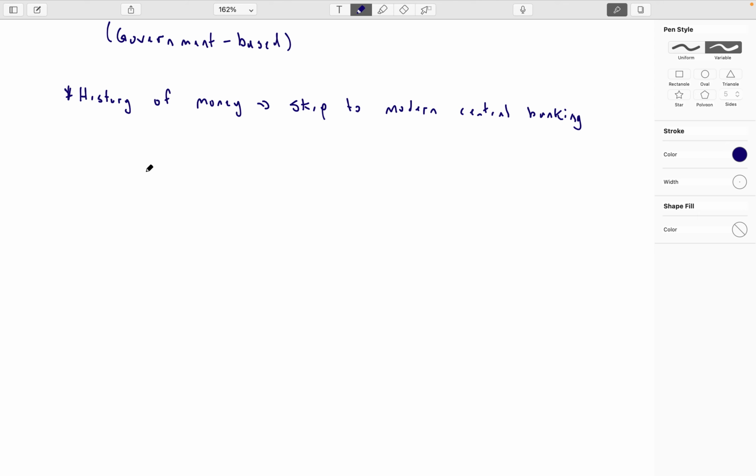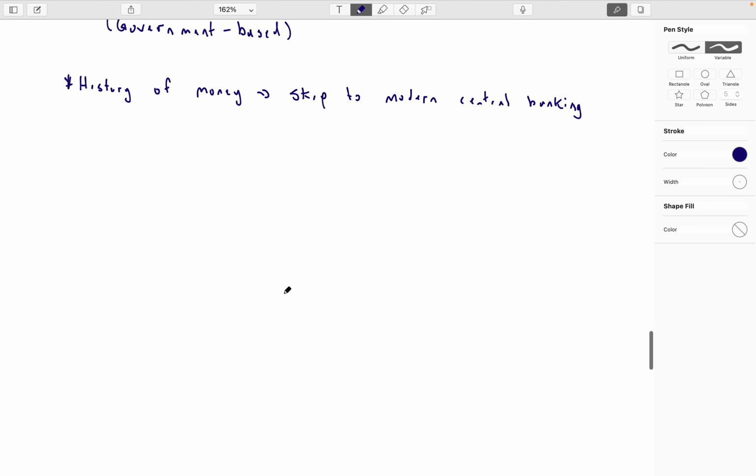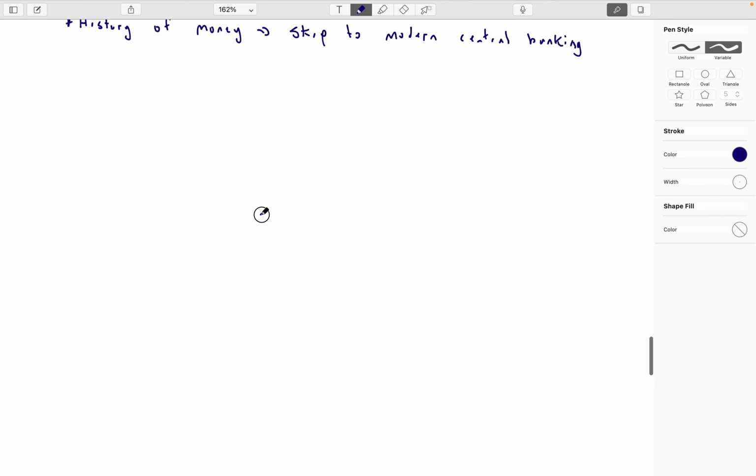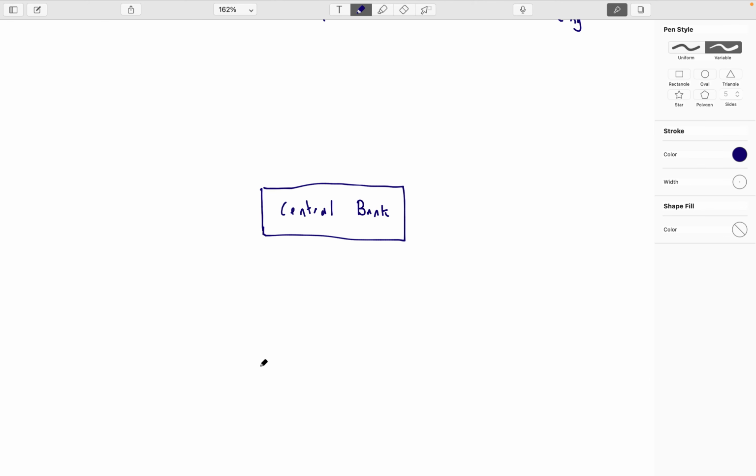So anyway, we'll skip ahead, and you've probably heard that central banks print money. There's even a meme, the money printer goes brrr. This isn't really my conception of how it works. The way it works in my mind is like this. Let's draw our central bank. The central bank is actually a bank. It's literally a bank for other banks. That's why it's called the central bank.